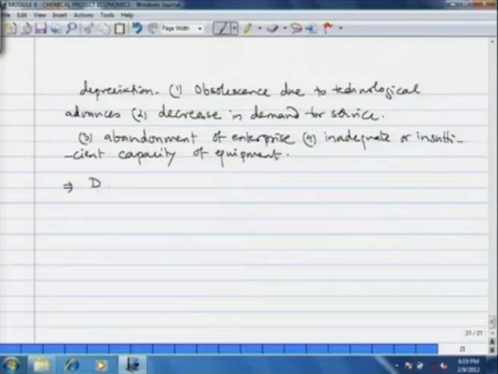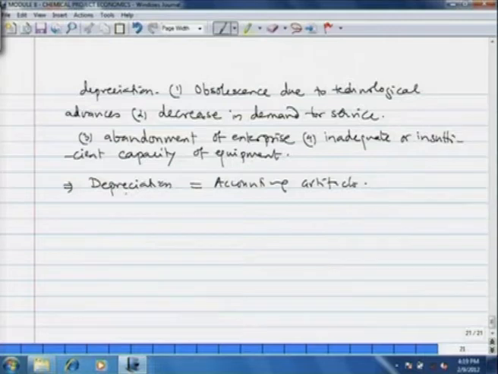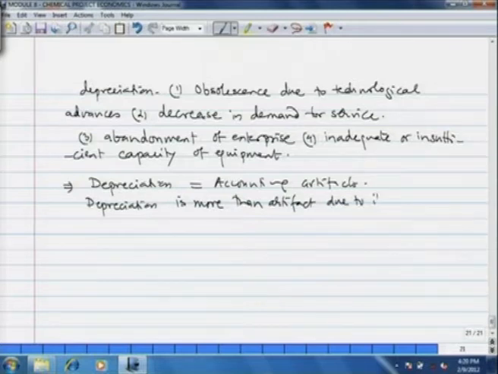Depreciation is called an accounting artifact. Why? Because it gets added and subtracted from corporate books. However, the major impact of depreciation is in terms of the income tax that the corporation has to pay. So, that point we note. Depreciation is more than an artifact due to its effect on taxes that one has to pay.